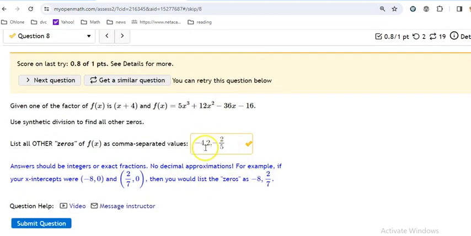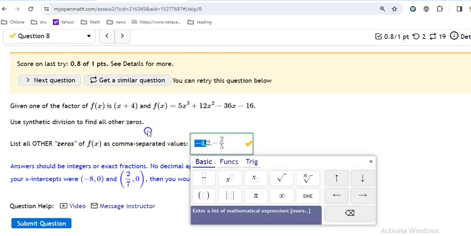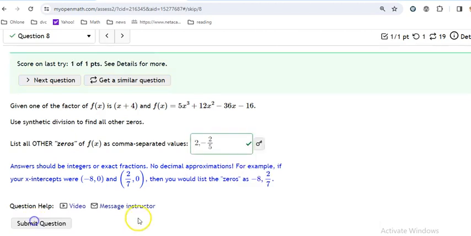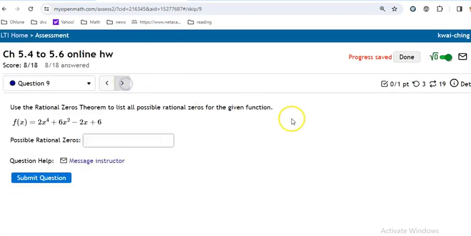Is there something wrong? Let's check the other zeros. Oh, maybe they don't need the first one. Yeah, they don't need the negative 4.